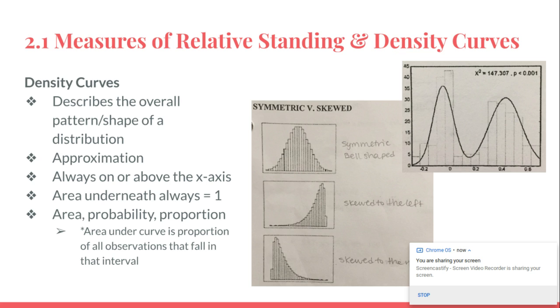And then in the diagram on the right, there are 3 different types: symmetric, skewed to the left, and skewed to the right. The one that is skewed to the left has a left tail, and skewed to the right, a right tail.